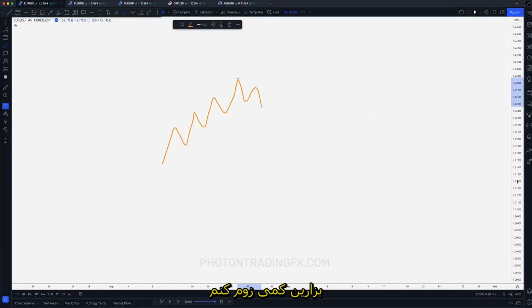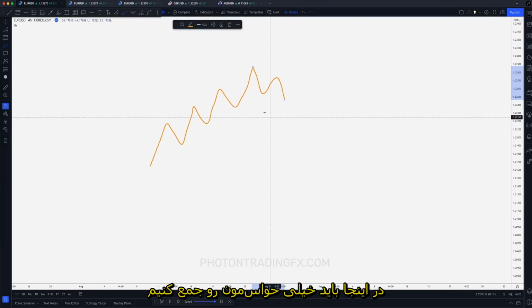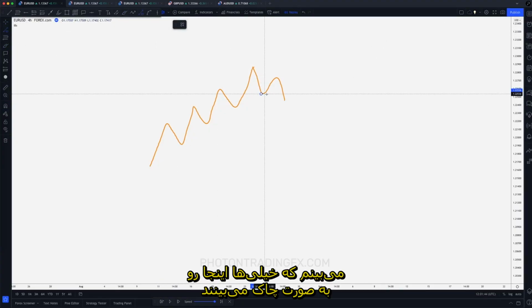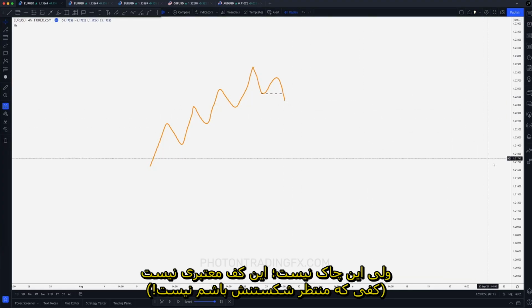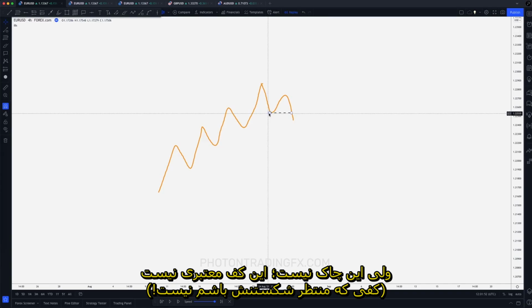Let me zoom in. At this point here, this is where you have to be careful. I'm seeing some people would label that as a change of character because they see this low get taken and they think that this is a lower low. But that is not a change of character. That is not a valid low for what I'm looking to be broken.